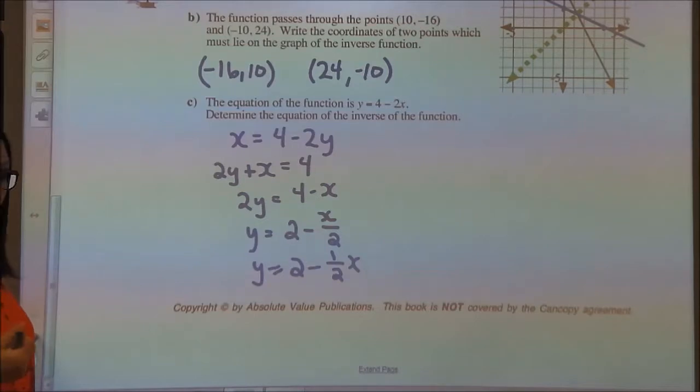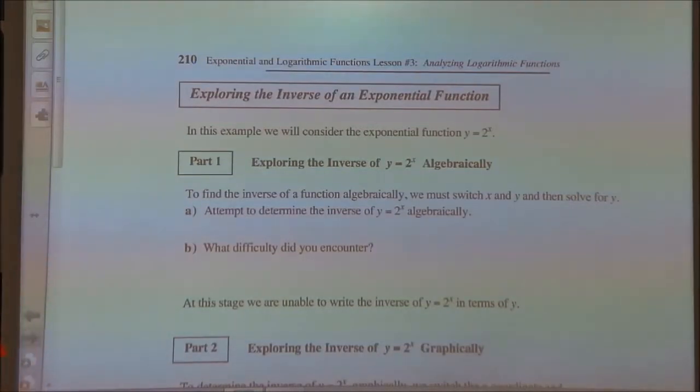So in this next part, we're going to be doing several investigations. The prompt is that I'm going to get you guys started, and then I'm going to tell you to actually go through and start doing some of this on your own and then check back. So in this example, we're going to consider the exponential function y equals 2 to the power of x. And we're going to look at this algebraically.